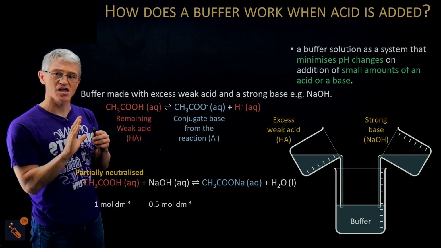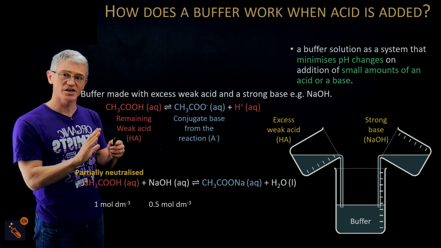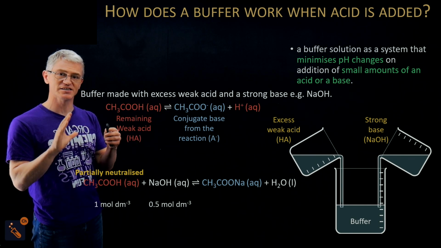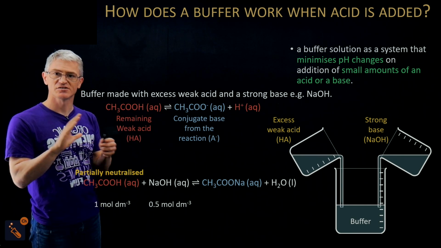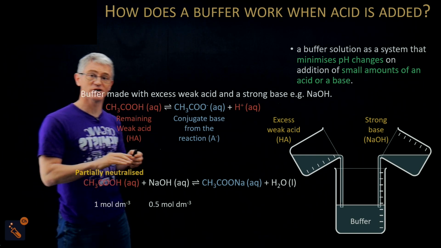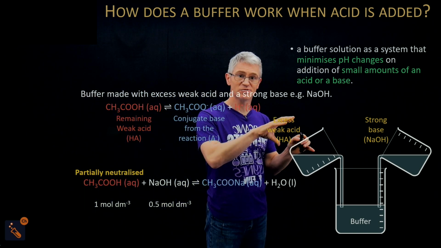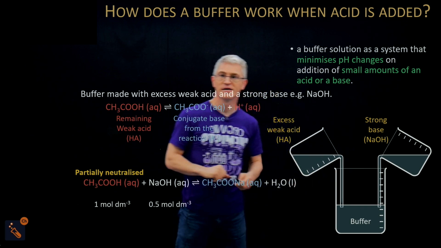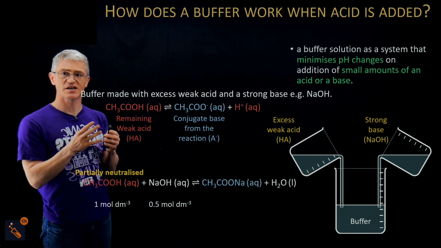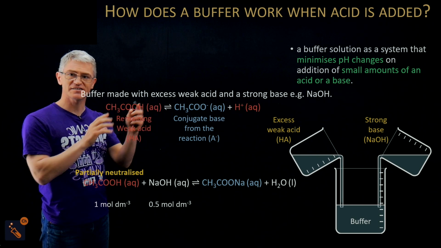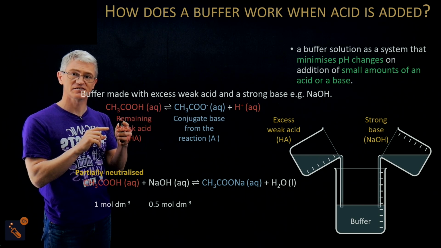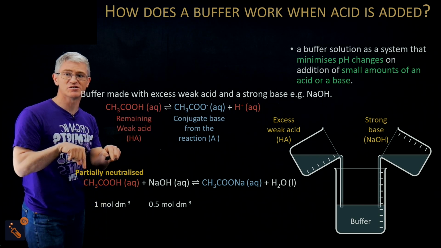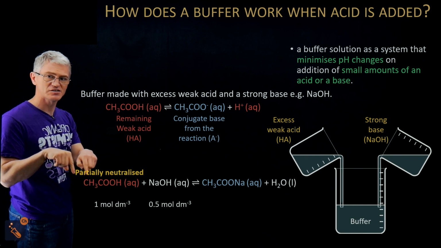So we have got 2 ways of making a buffer. One way is when you add the conjugate base to the weak acid, and our second way is where we had excess weak acid and a strong base. So how does that work? That works with excess weak acid. That means basically it will be partially neutralized. So let's get this out of the way here. So that'll be partially neutralized.